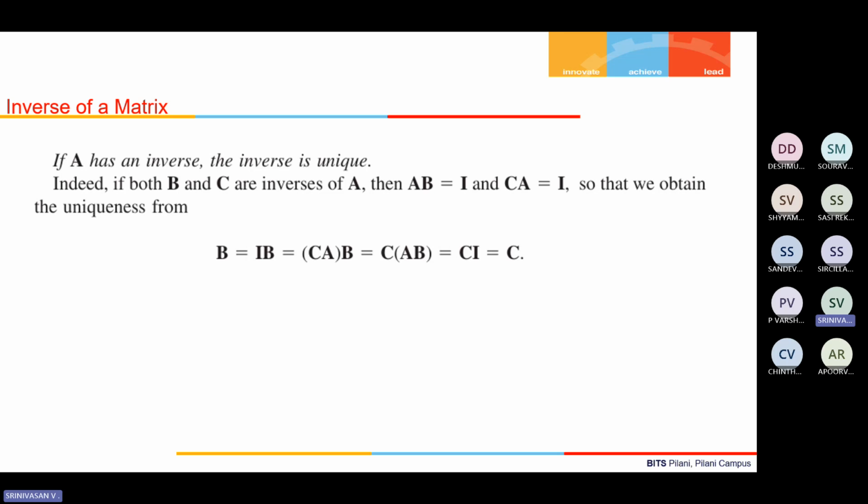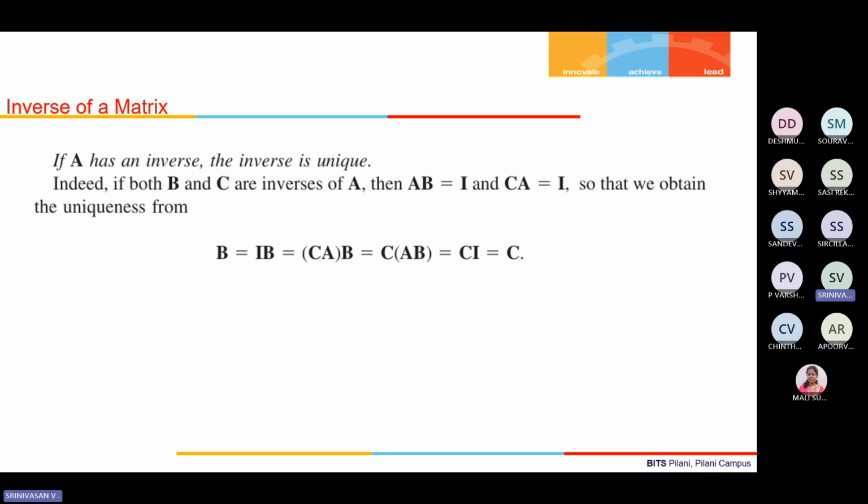Now, I can be written as CA because I am bringing in C. You may ask one question: is it not I equal to AB? Again, we don't want to go for AB because we started with B. So we need to bring in C. So I can be replaced by CA because C is assumed to be an inverse of A.